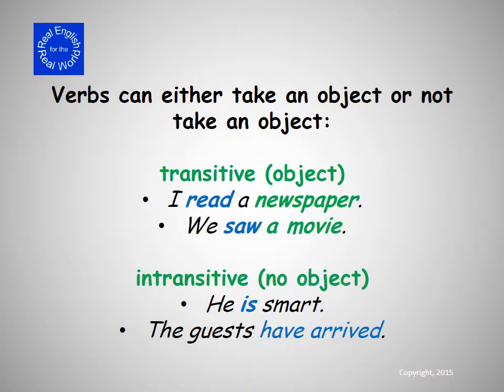Verbs can either take an object or not take an object. Transitive: object. I read a newspaper. We saw a movie. Intransitive: he is smart. The guests have arrived.